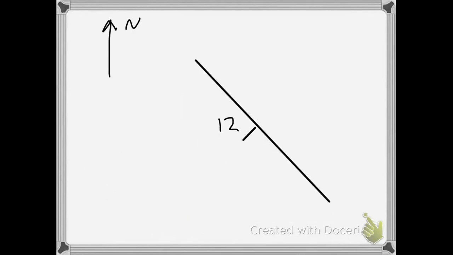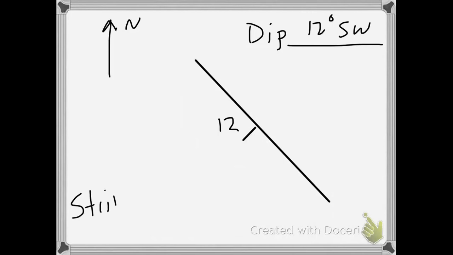Okay, here's another one for your consideration. Let's go over the dip first. What is the dip of this layer? It's 12 degrees to the southwest. And what is the strike? Well, in this one, the strike would be northwest, southeast.